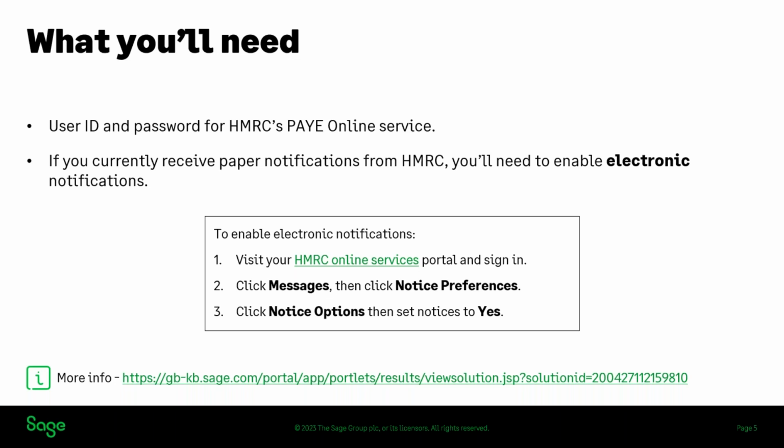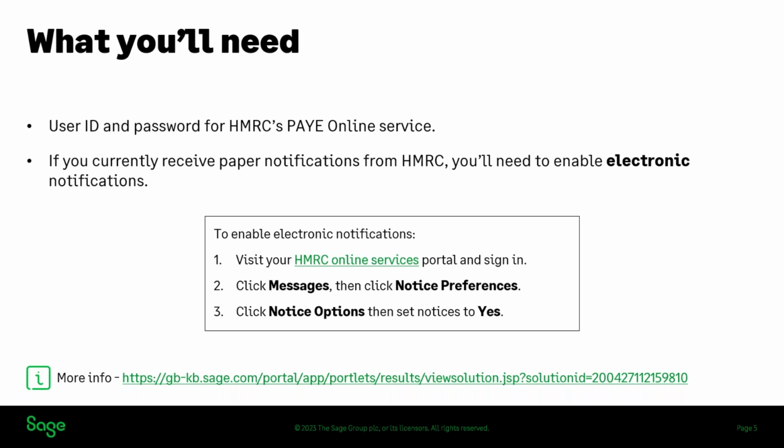Now, in order to use this, there's a couple of things you'll need. So first of all, you need to know your user ID and password for HMRC's PAYE online service. And the good news is you're already using those details to submit your FPS, so they should already be recorded in your program. And for those of you still receiving paper notifications from HMRC, you will need to enable or switch to electronic notifications. So we've put the steps on how to do that on the slide.